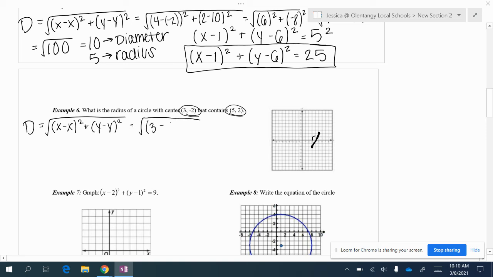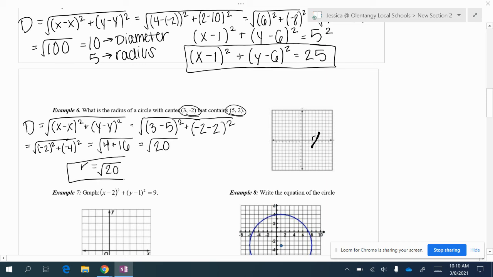So 3 minus 5 squared plus negative 2 minus 2 squared. 3 minus 5 is negative 2. Negative 2 minus 2 is negative 4. Negative 2 squared, again, a negative squared is always a positive, so that's going to be positive 4. Negative 4 squared is a positive 16. So that's the square root of 20. So our radius is the square root of 20. And that would be your final answer.